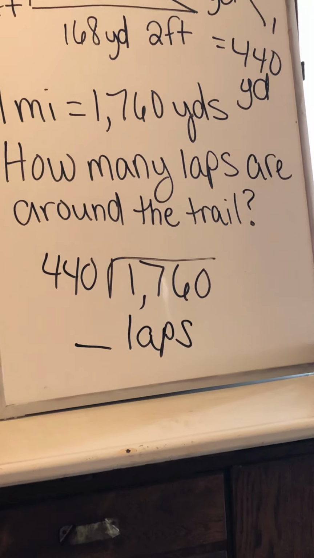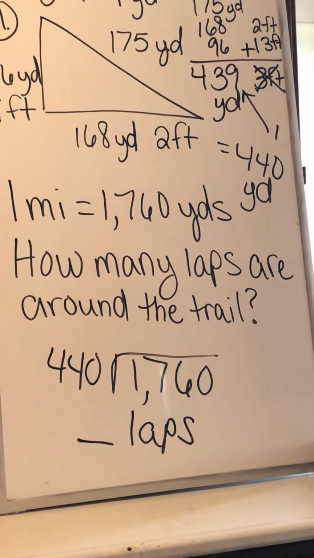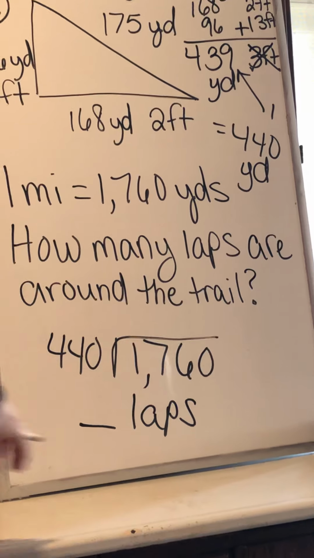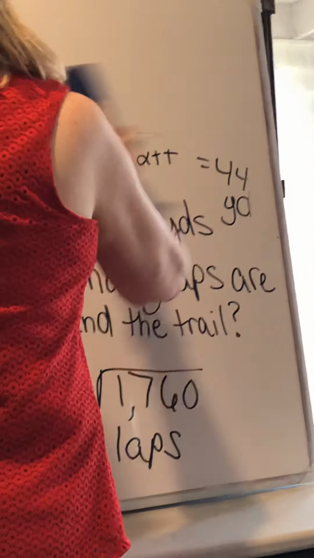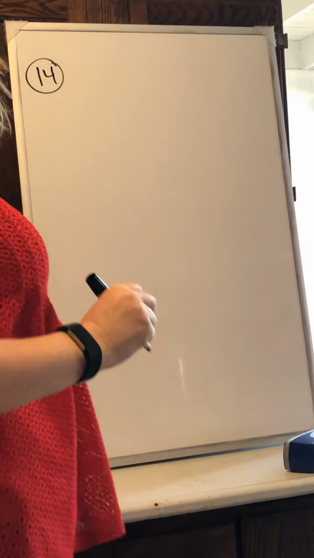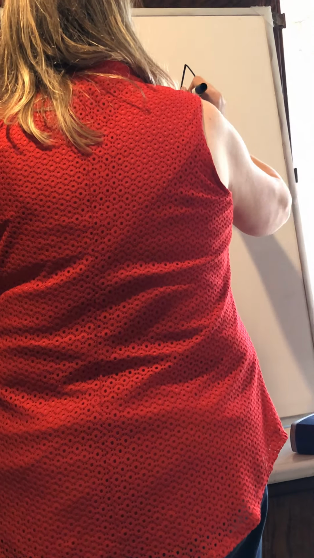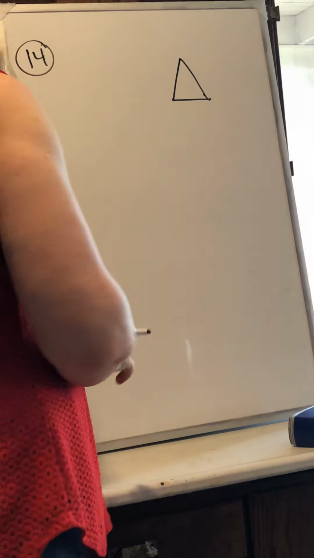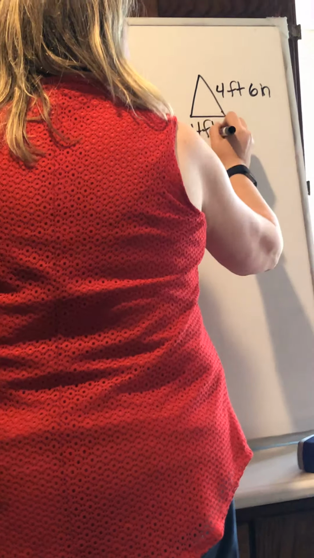Okay? All right. The last problem that I have for you is going to be for number 14, and of course this is on page 83. Okay, so number 14. The figure is already drawn over to the right, and it is actually an equilateral triangle because all sides are the same. And it's going to be 4 feet 6 inches on both sides, or all 3 sides. 4 feet 6 inches.